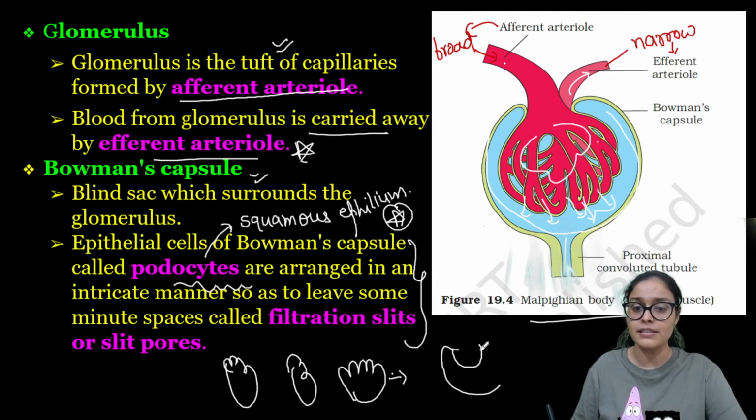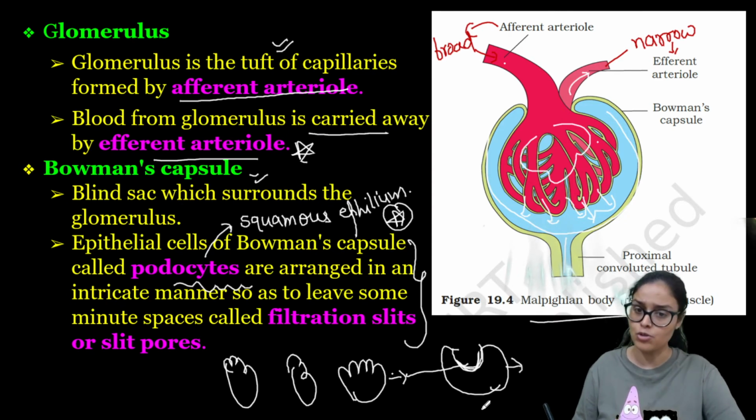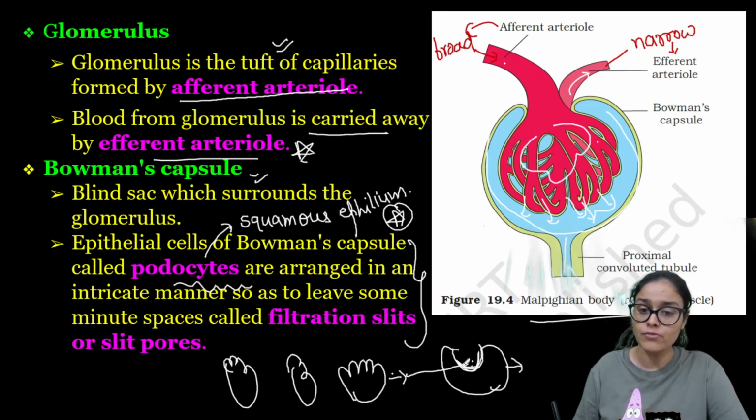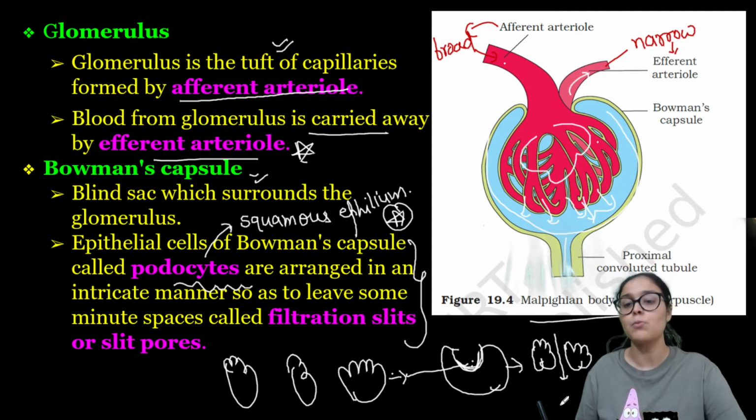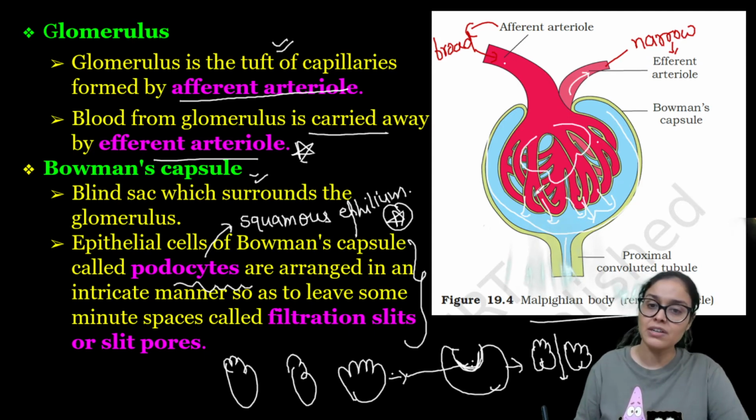So bacha, we know this is the inner wall of the Bowman's capsule, which has podocytes, modified squamous epithelium, and the outer layer of the Bowman's capsule is made up of simple squamous epithelium, right? We will see that this inner portion of the Bowman's capsule, the podocytes, is arranged in such a way that it forms small slits. So whatever is filtered out of the blood will come via the slits into the Bowman's capsule.